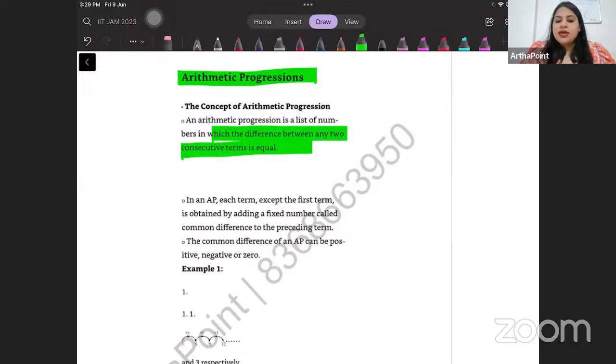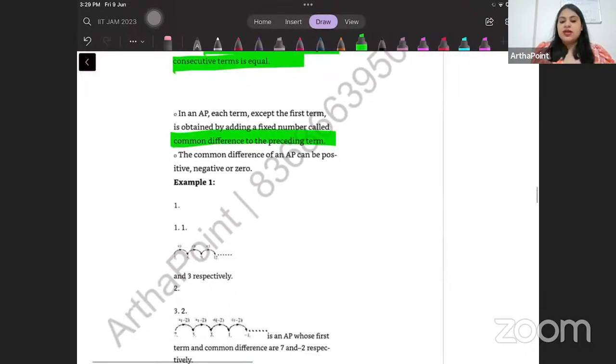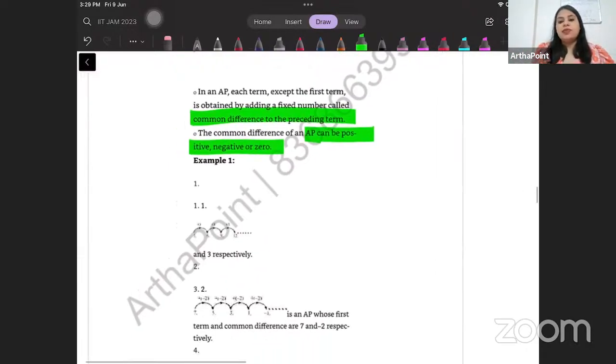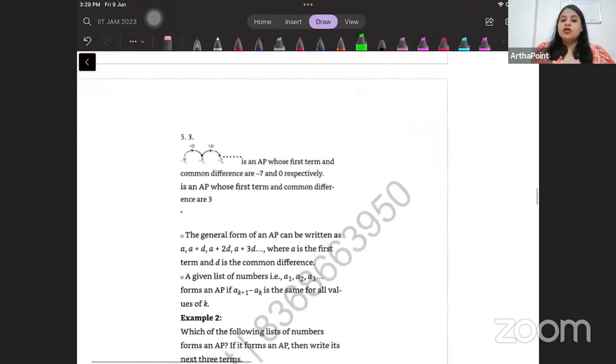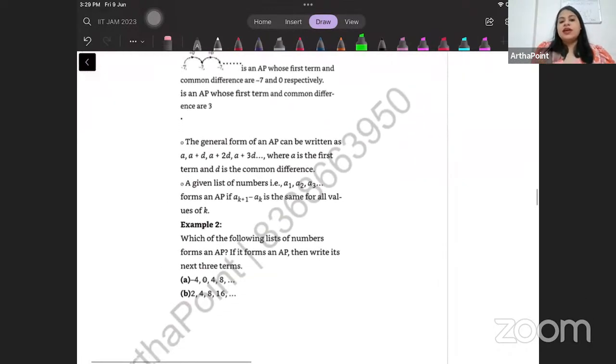In AP, except the first term, every next term is obtained by adding a common difference to the preceding term, right? So you have a common difference, and this common difference can be positive, negative, or zero. Let us go ahead and take a few examples to check whether it is in AP or not.